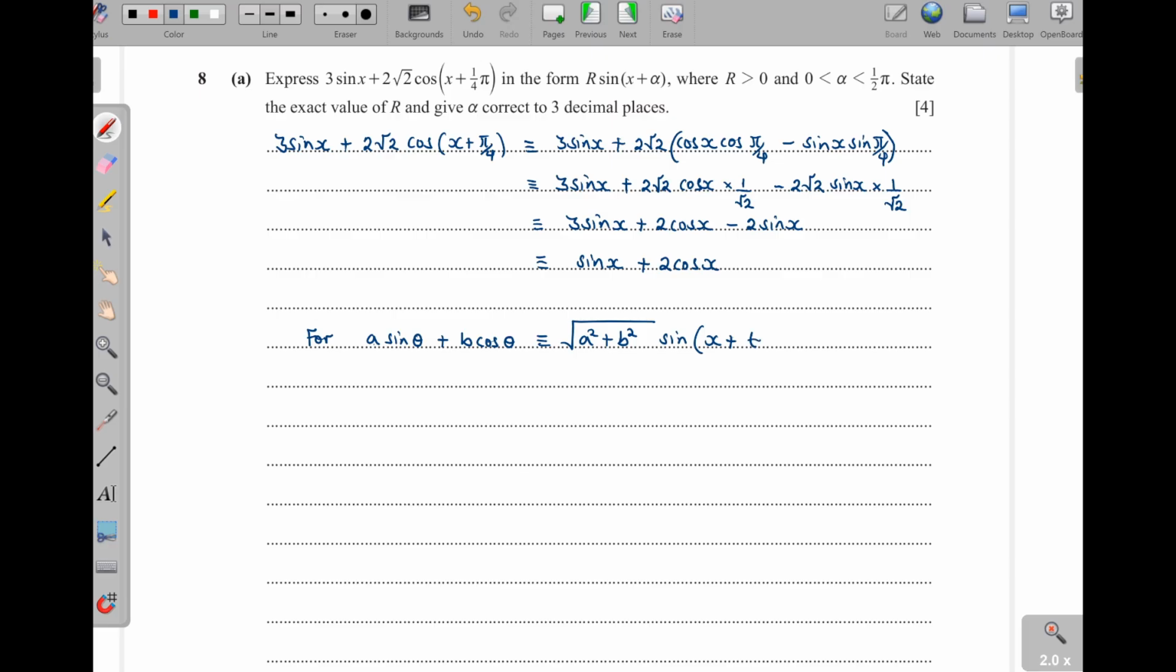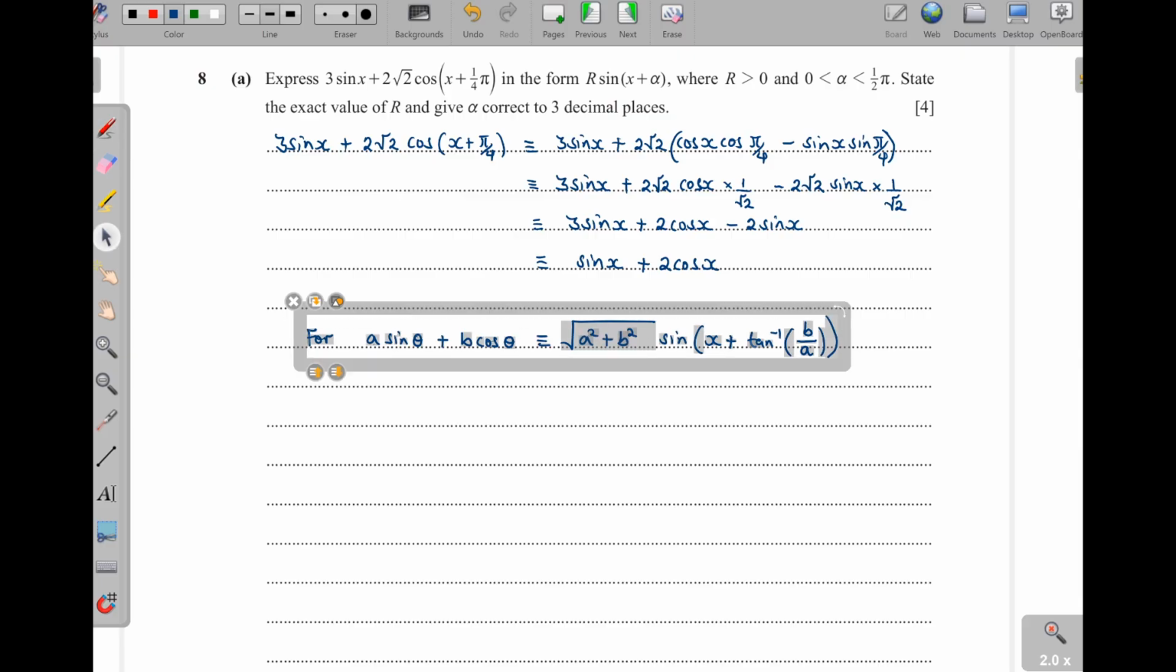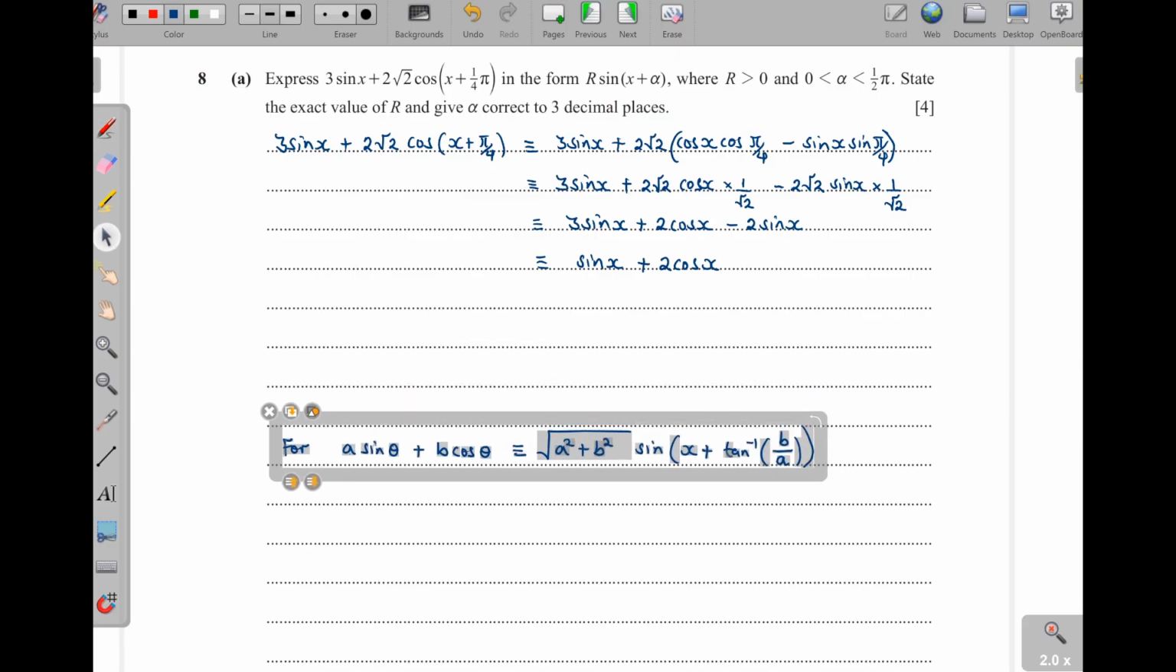Then this angle alpha is going to be the arctan of, now you look at the coefficient of sine here, because you are writing it in terms of cos of sine. The coefficient of sine here is the one that is going to be in the denominator of your arctan, you see, like that. So that is what I'm going to have here.